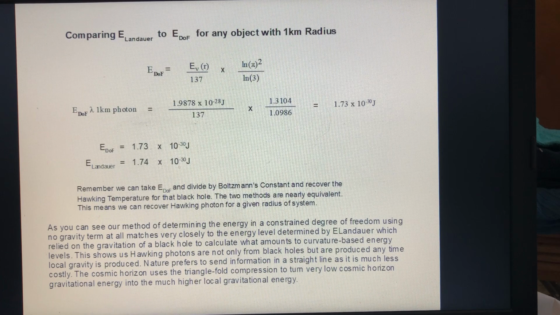Nature prefers to send information in a straight line as it is much less costly. The cosmic horizon uses the triangle fold compression to turn very low cosmic horizon gravitational energy into the much higher local gravitation energy based on the scale of curvature difference.